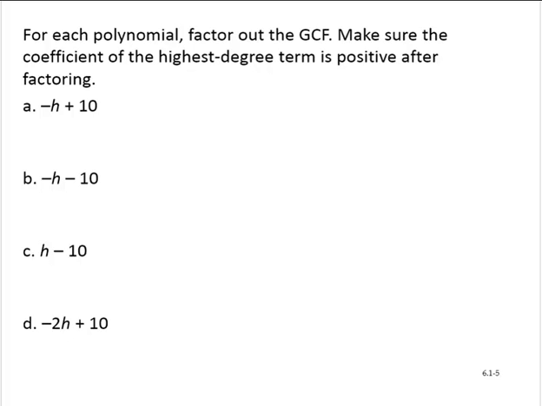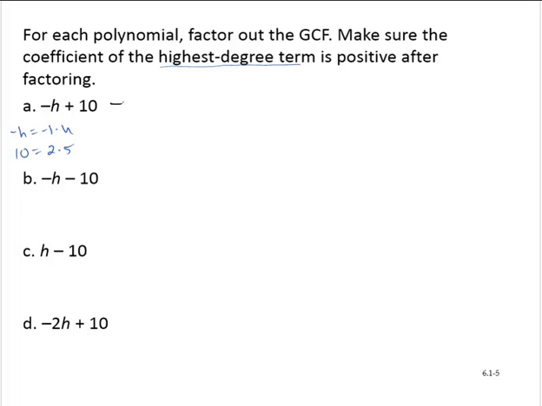So you might say, well, there are no common factors. Negative h is negative 1 times h, and 10 is 2 times 5. There's no common factors. But if we look at the highest degree term, this first term, negative h, in later steps and methods we're going to learn in later sections, we generally want to start with that highest degree term having a positive coefficient. So what we're going to do is purposefully factor out a negative 1.